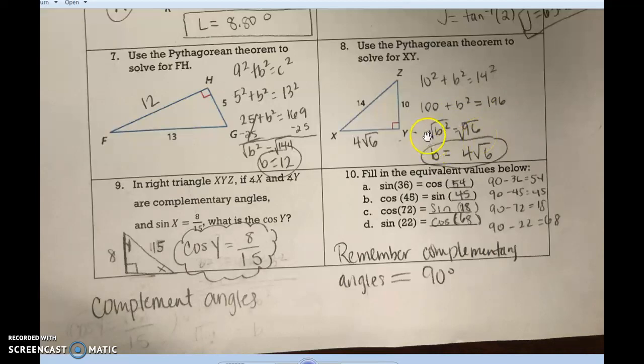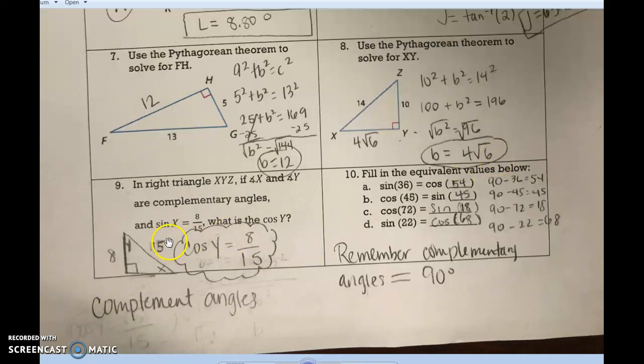All right, so take the square root of each side, and the square root of 96. Remember that you want to find the greatest perfect square. The greatest perfect square is 16 times 6, which gives me 96. The square root of 16 is 4, and the square root of 6 is just the square root of 6. So my final answer is 4 square roots of 6.